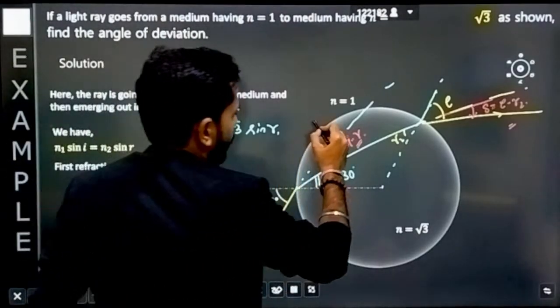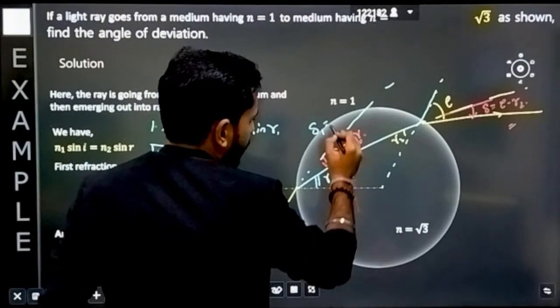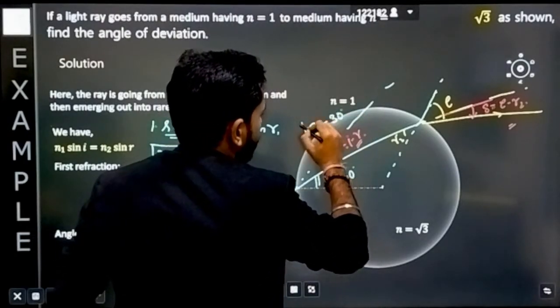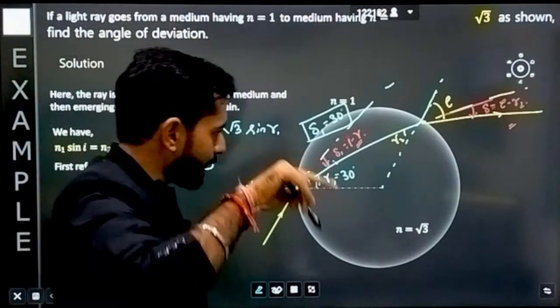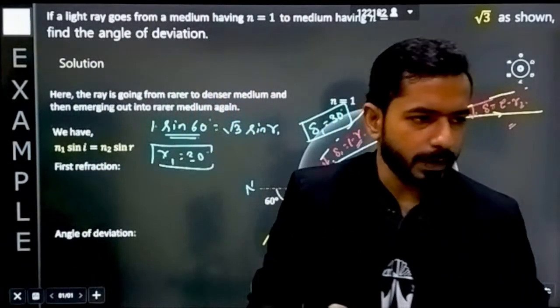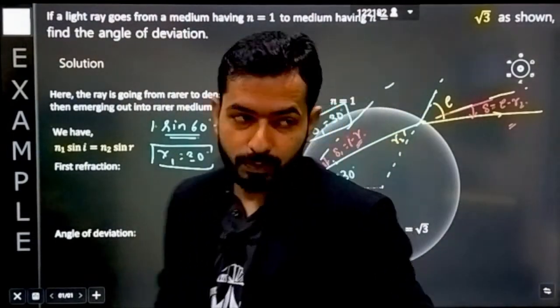That means from here I can say that deviation 1 is equal to I minus R1, where I is 60 and R1 is 30. That means deviation 1 is equal to 30 degrees, in the clockwise sense of rotation. Okay. Now let's calculate the deviation from the second portion, the second refraction.